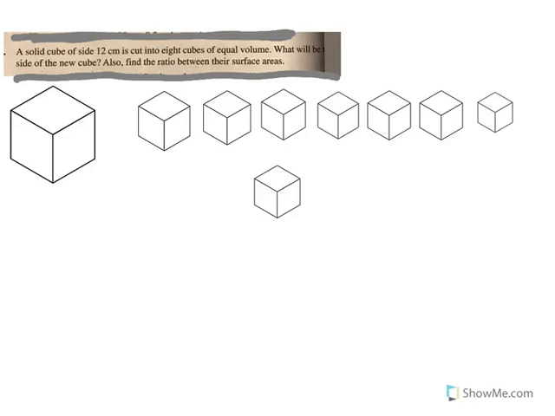A solid cube of side 12 centimeters is cut into 8 cubes of equal volumes. What will be the side of each new cube? Also find the ratio between their surface areas.